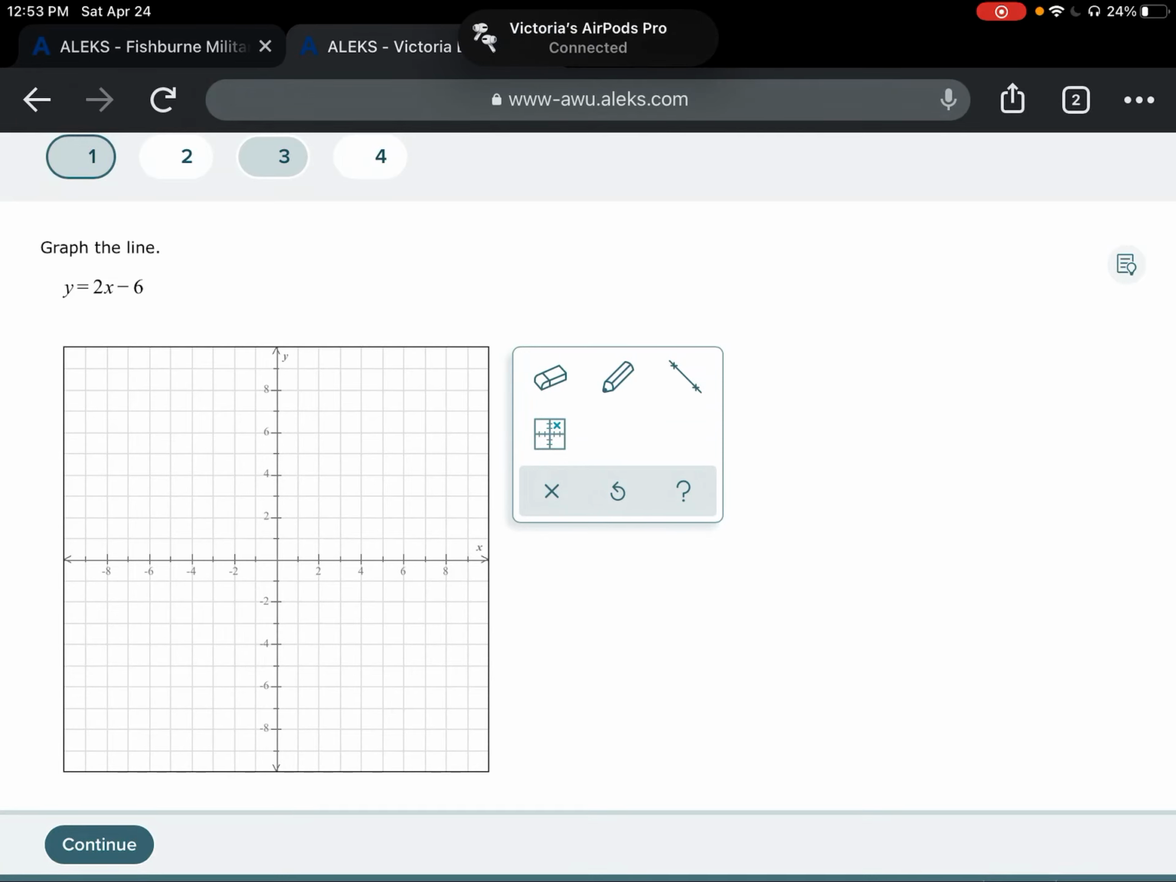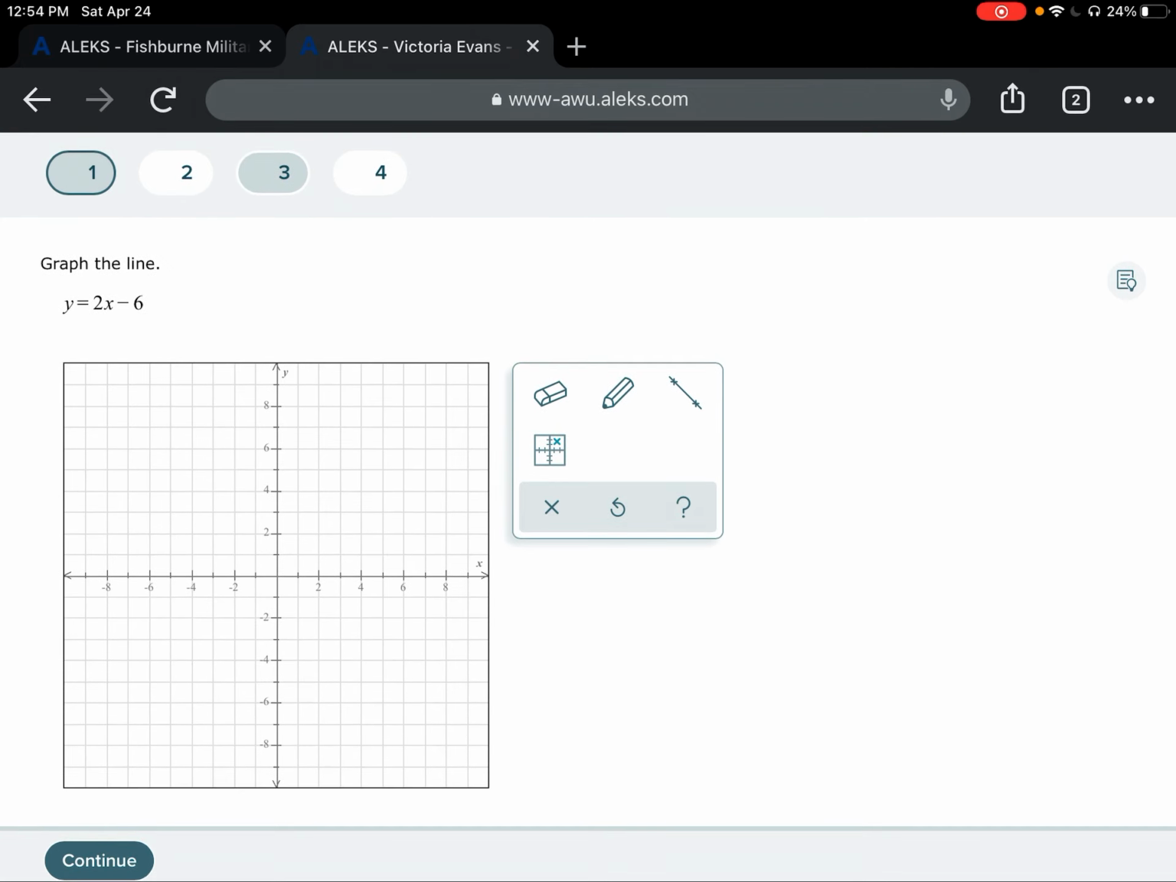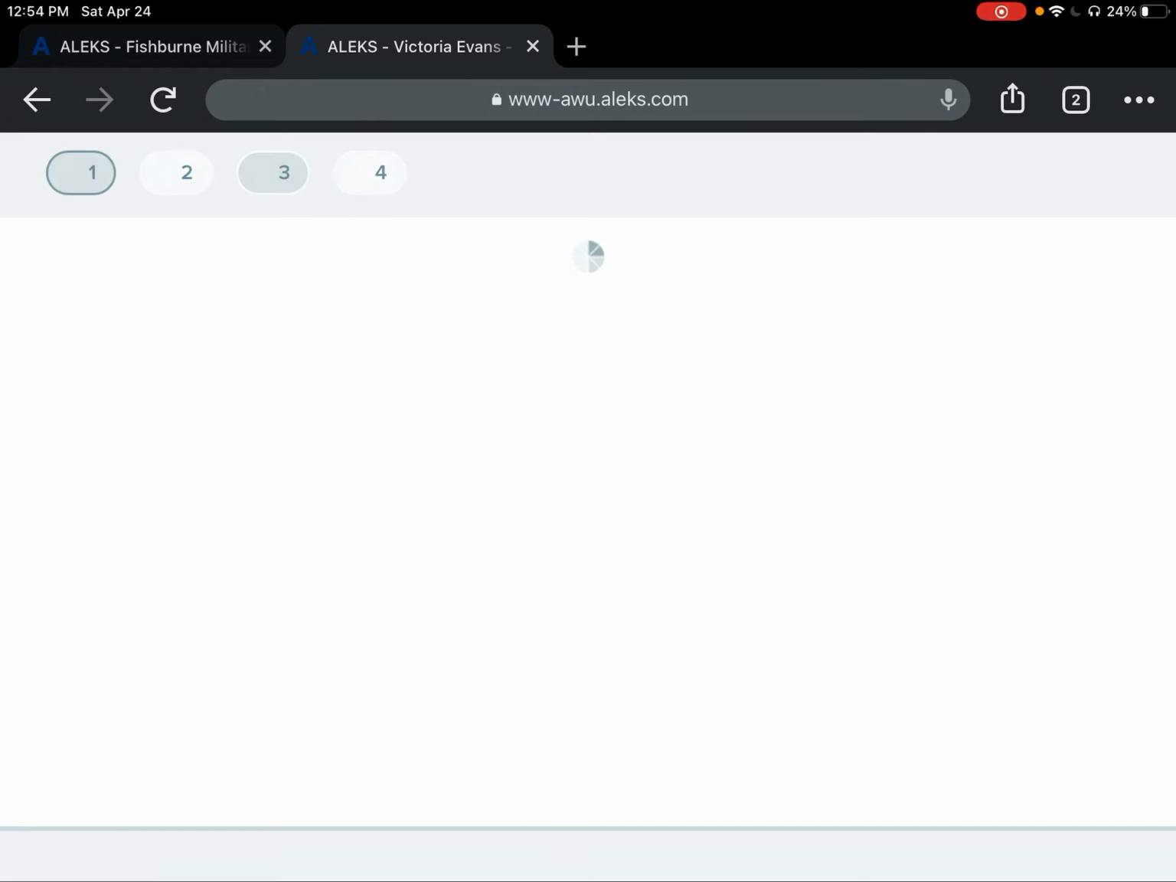Okay, so this video is going to technically cover two topics. If you know what I'm doing, just skip to the second one if you need help with the second one. Basically, I'm going to show you how to solve this type of question, which is y equals 2x minus 6, and how to graph the line where your slope is a whole number.